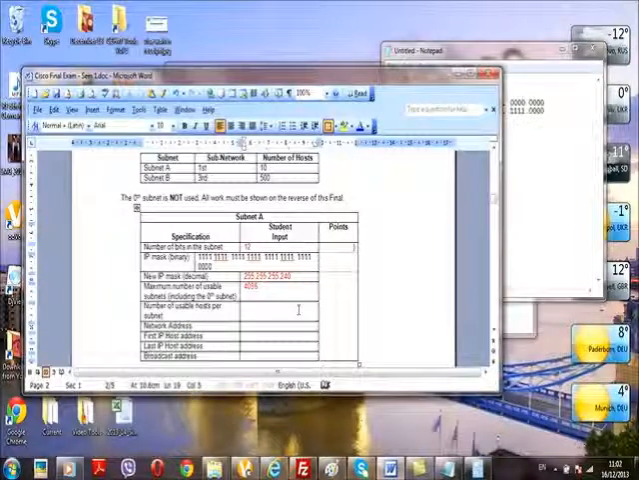Right, the number of usable hosts per subnet. We have got 4 bits. 4 bits gives me 16 different options. I have to subtract 2, one for the network address and one for the broadcast address, and that would give me 14.